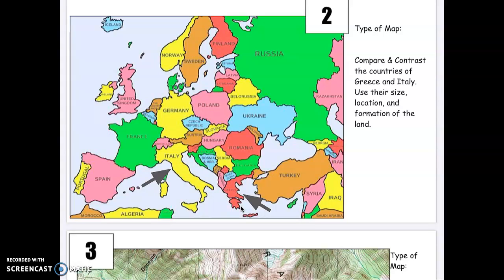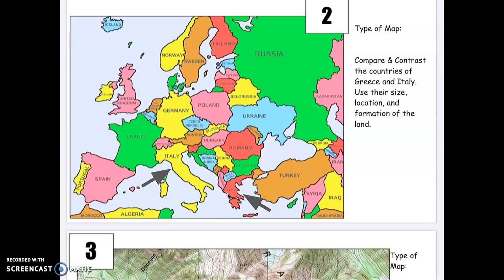So some similarities: they both have islands off of them. You see the yellow islands here. You see the red islands here for Greece. They're both peninsulas, so they have water on 3 sides. Italy would be a larger mass of land, and Greece would be smaller. We can see that they border other countries, so it's not an island. They have borders with other countries. We could say that they're both in Europe, the continent of Europe. So those are some similarities.